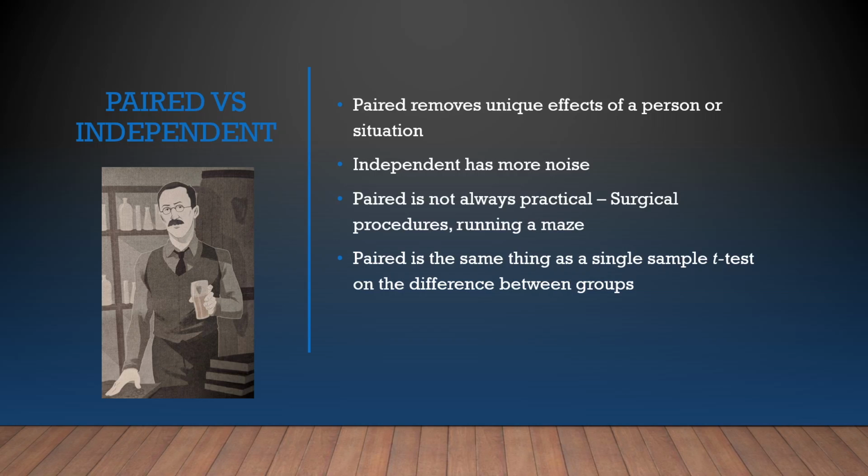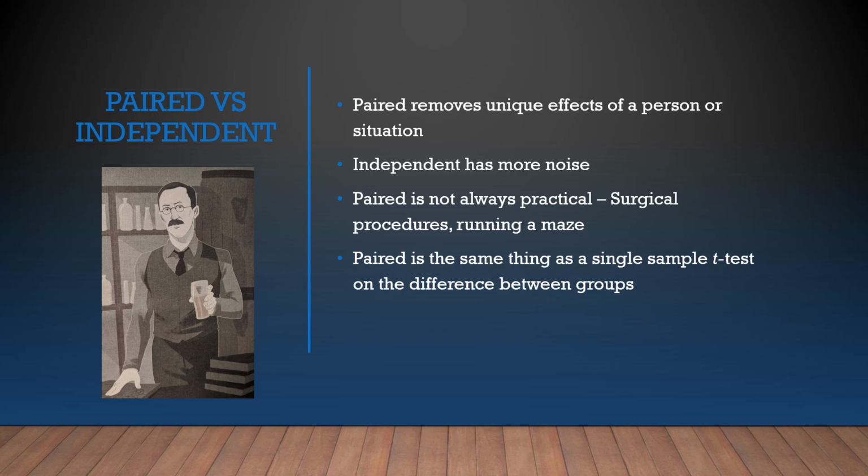A paired samples t-test removes the unique effects of a person or situation, so you're getting rid of the noise. And the flip side of that would be that the independent samples t-test has more noise because you're not removing all the noisy components. So why do we not always just use paired? Well, it's not always practical. Like, let's say we're looking at surgical procedures. You can't test two different surgical procedures on the same person. You have to do something else. Maybe you could have a matched control, but that's not always possible, so you might just have to compare two different surgical procedures with people that aren't matched with each other.